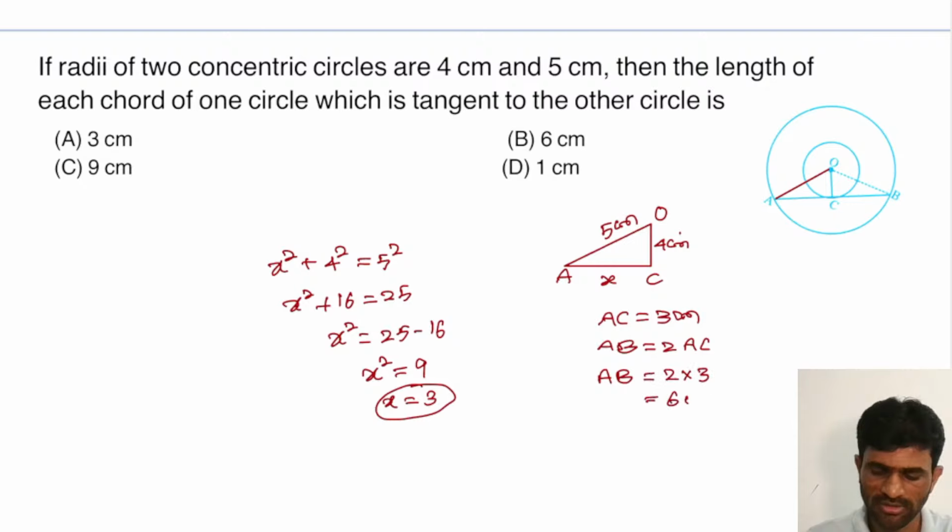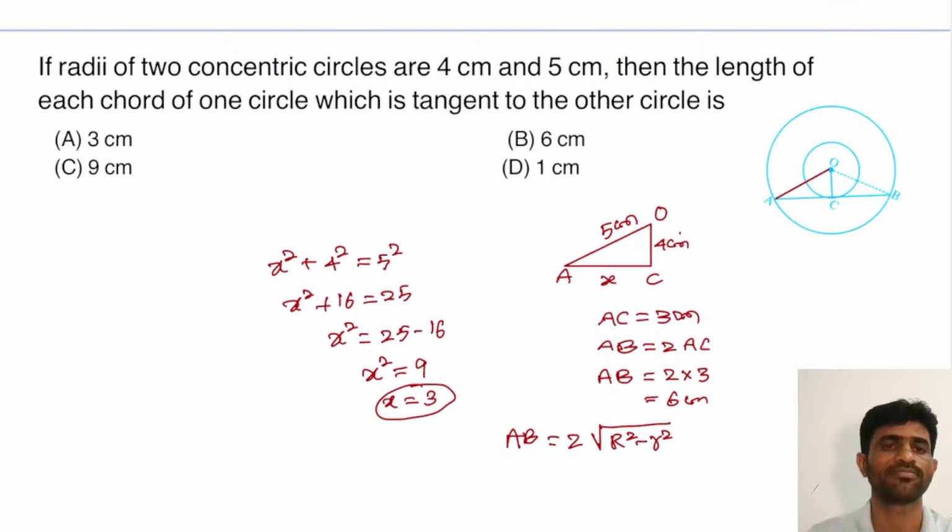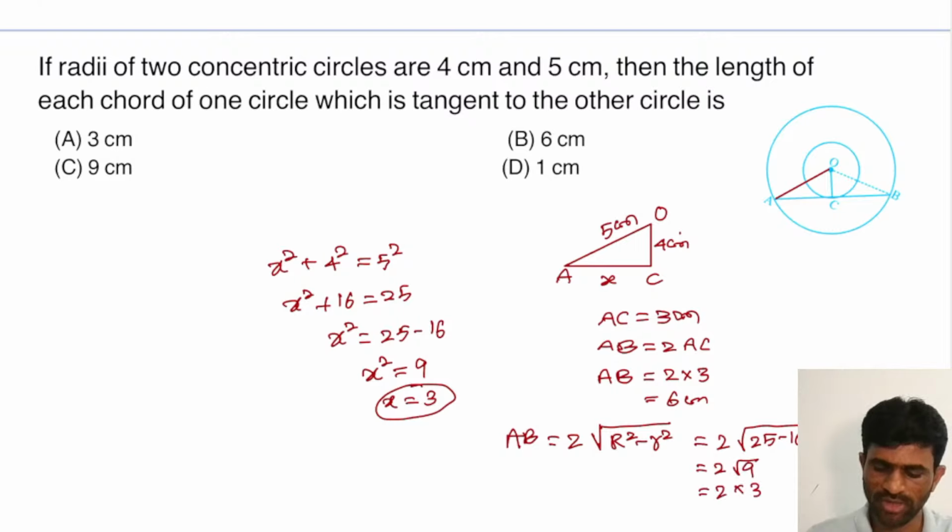6 centimeters. And here I told you one formula also, whenever this type of question comes, length of chord is equal to 2 times root of capital R square minus small r square. By using this formula, we get it directly. 2 into root of 25 minus 16, 2 into root 9, 2 into 3. So in this way also we get the answer 6 centimeters. So which is correct? Option B is correct in this. Hope you understood this.